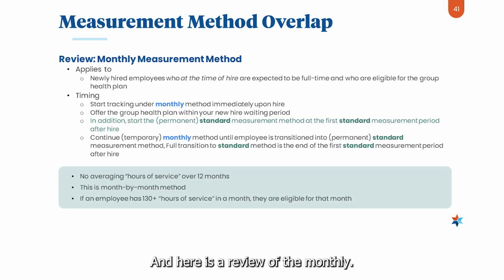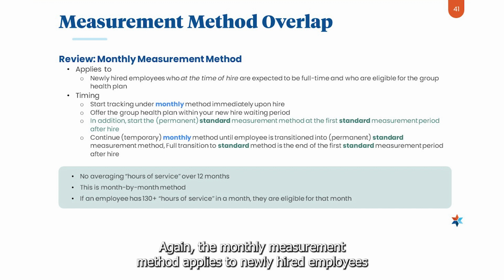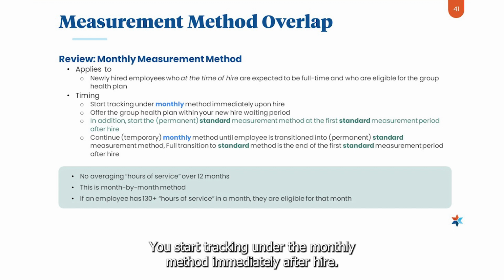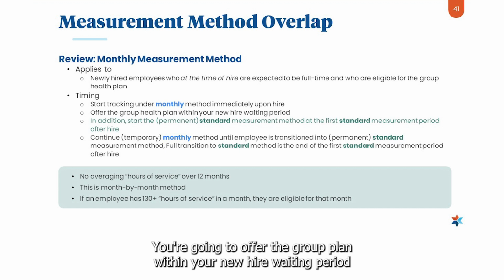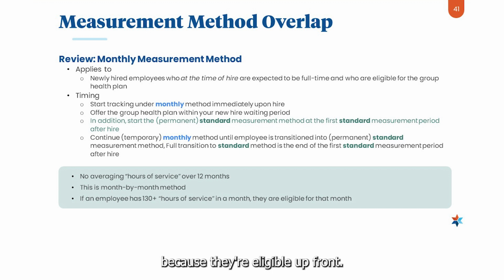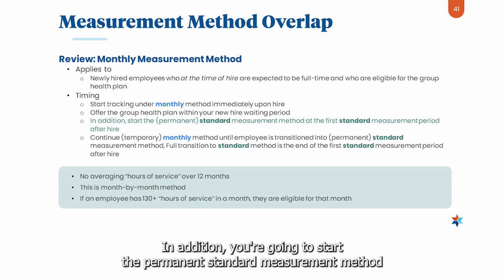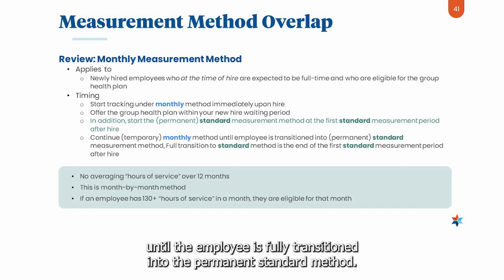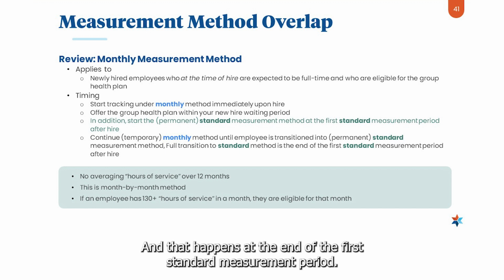And here is a review of the monthly. Again, the monthly measurement method applies to newly hired employees who are expected at the time of hire to be full-time. The timing of this is a little bit different. You start tracking under the monthly method immediately after hire. You're going to offer the group health plan within your new hire waiting period because they're eligible up front. In addition, you're going to start the permanent standard measurement method at the first standard measurement period after hire, and you're going to continue the temporary monthly method until the employee is fully transitioned into the permanent standard method. And that happens at the end of the first standard measurement period.